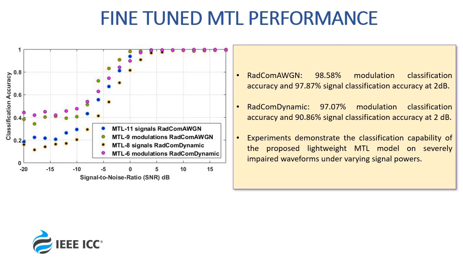And on the RADCOM Dynamic dataset, the model achieves 97.07% modulation classification and 90% signal classification accuracy at 2 dB. And with these experiments, we are trying to demonstrate the classification capability of the model on severely impaired waveforms under varying signal powers.